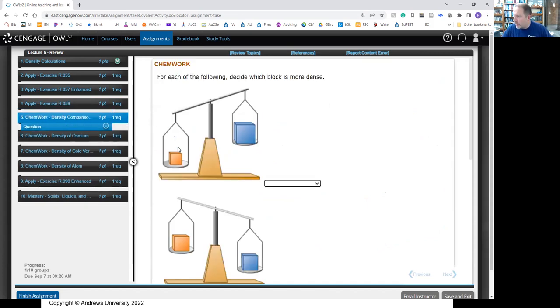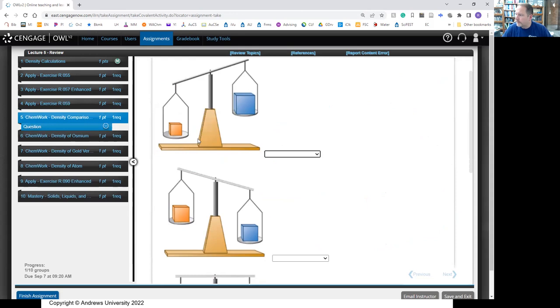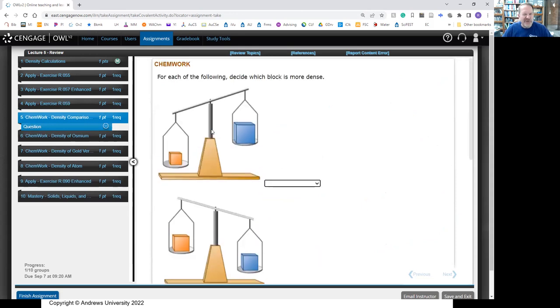Decide which one's more dense here. Just give you a few pointers. I think you guys can figure this one out, but orange block, blue block, well, it's got a smaller volume and it's on a balance. So if it's heavier, then it would go down. So it's heavier and has a smaller volume. And if it's heavier, that means this number is bigger, smaller volume. Both of those are going to make the density bigger. So this thing's probably pretty dense.